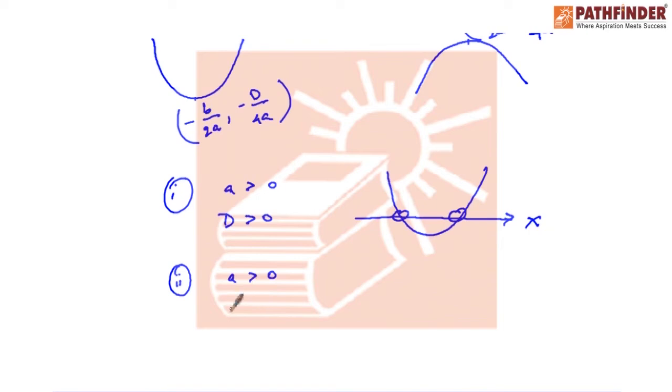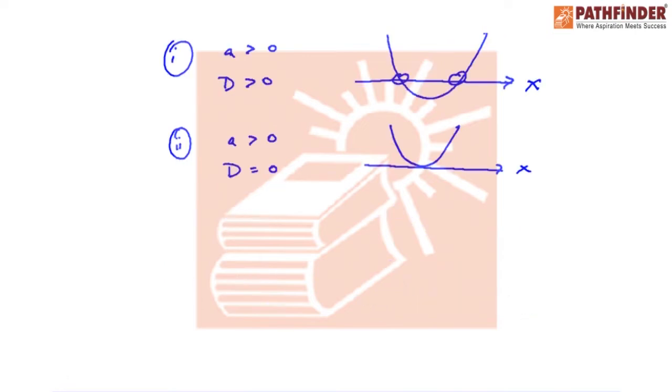In case that a is positive but D is 0, then the parabola obviously has equal roots, which means it touches the x-axis at one and only one point, and hence this is the root and this will be the graph.